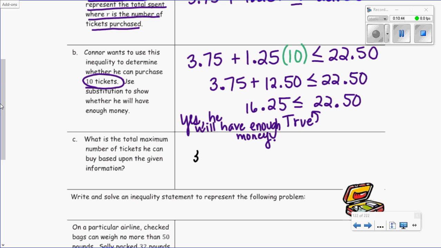It's 375 plus 125x. All has to be less than or equal to 2250. It can't go over 2250. Okay, go ahead and solve that just like an equation.